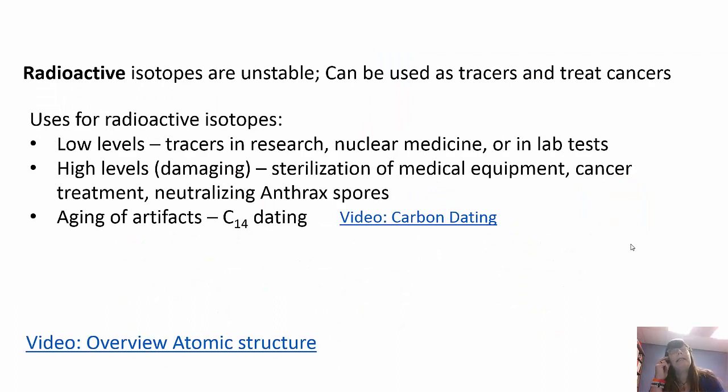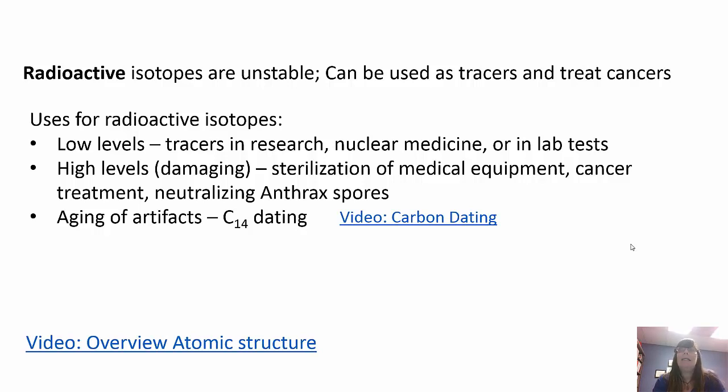Radioactive isotopes are unstable, but they can be useful. They can be used as tracers for like PET scans and MRIs. They can treat cancer. So at low levels, they can be used in research. They can be used in nuclear medicine or lab tests as tracers. We can look at the thyroid, for example. We can do a PET scan and MRI.